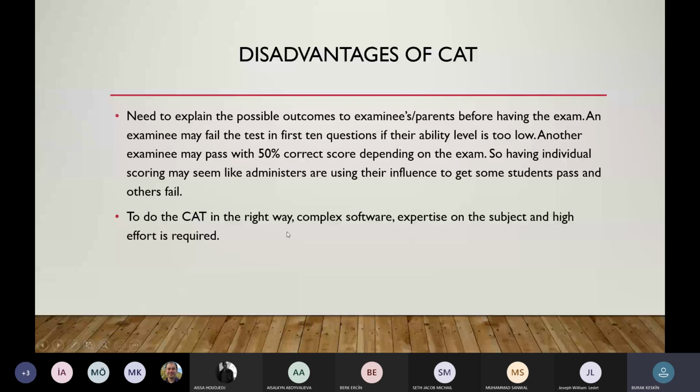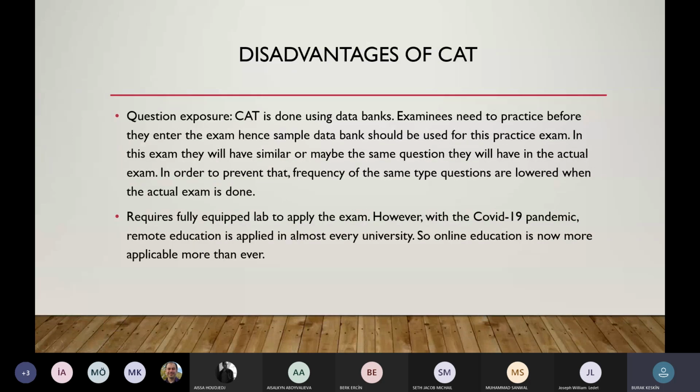We are using data banks in CAT, and examinees need to practice before they enter the exam. In a large data set, we can prepare a practice exam for them, but in this exam they will have similar or maybe the same questions. Possibilities are low, but they can have the same question that they will have in the actual exam. In order to prevent that, while doing the practice exam, the frequency of the same type of questions is lowered when the examinee enters the actual exam.